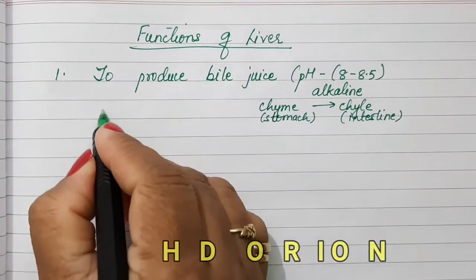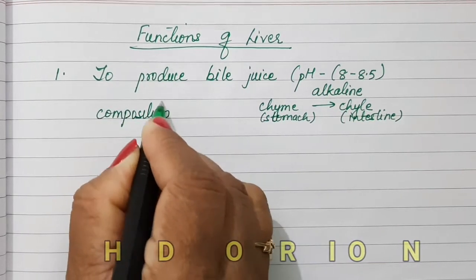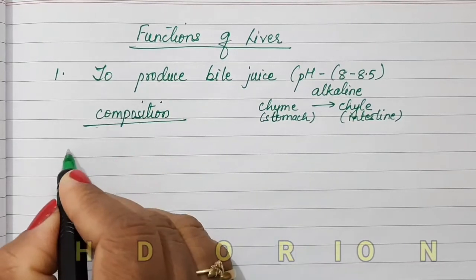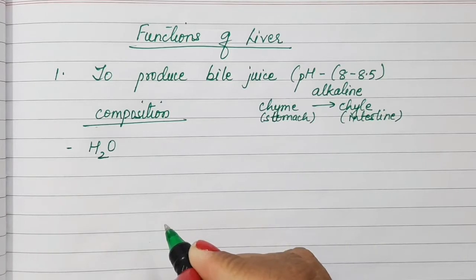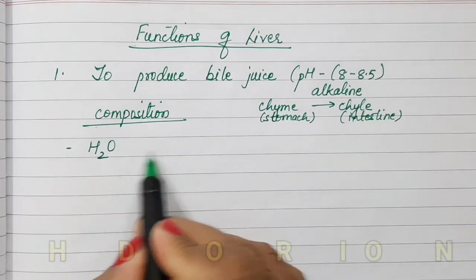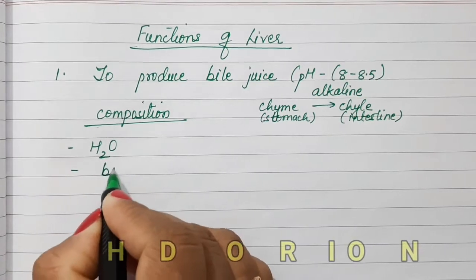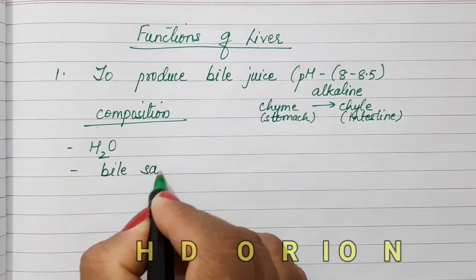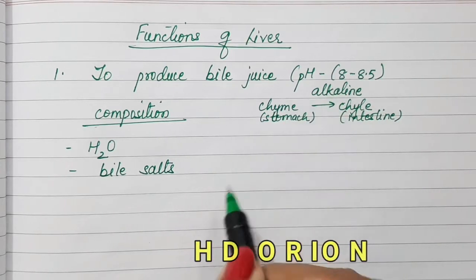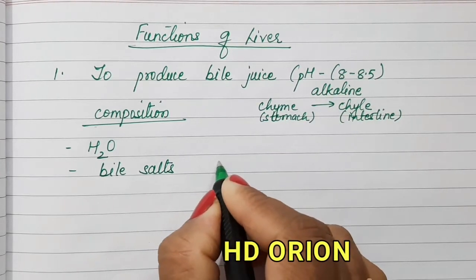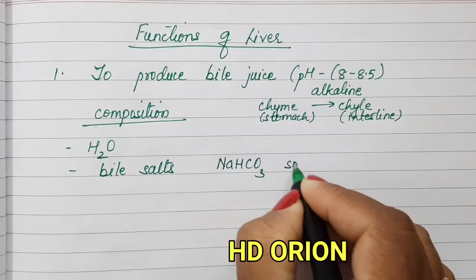Now what is the composition of bile juice? Bile juice contains water. This is for the metabolic reactions that are required, and for this the water is present. It contains bile salts. These bile salts bring this alkaline pH. The first is NaHCO3, which is sodium bicarbonate.